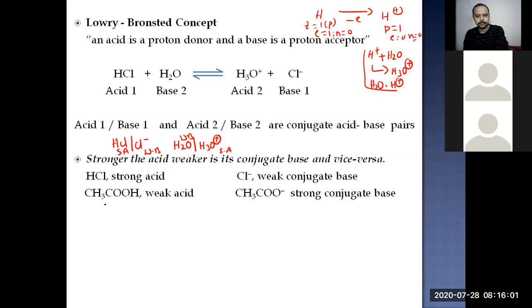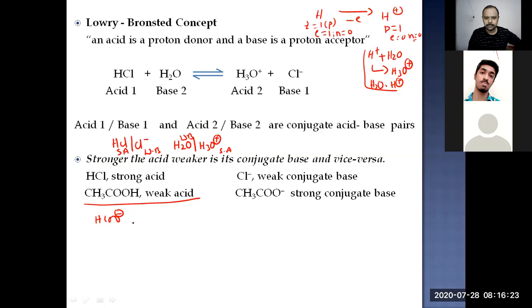Before that, I want you to give the conjugate acid or base of the following. Give me the conjugate acid of HCOO minus. You want the acid, HCOOH, for example, formic acid.